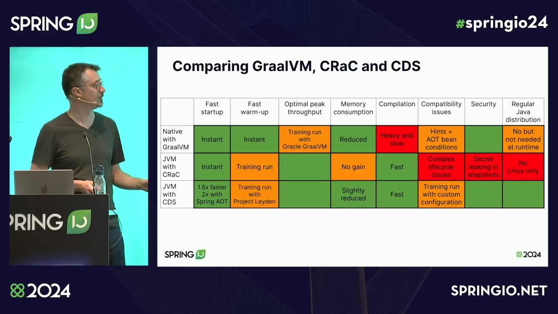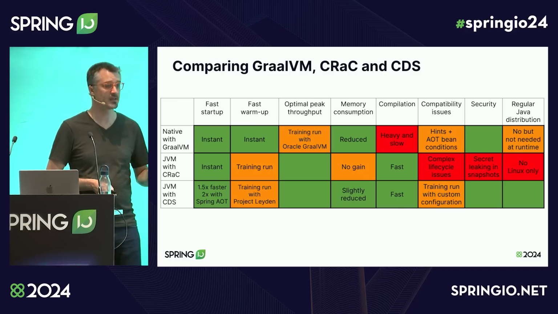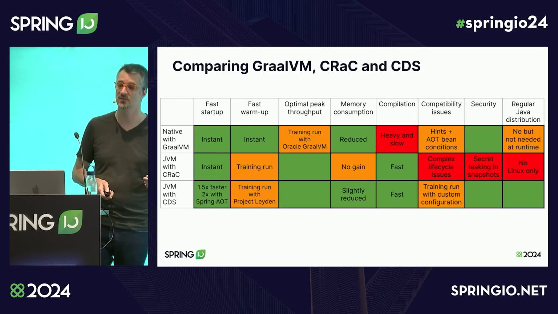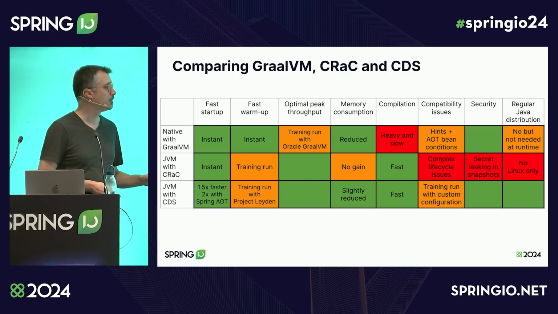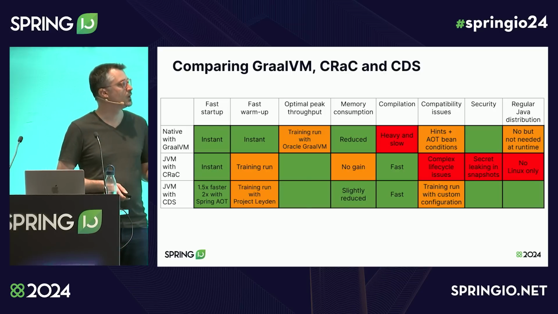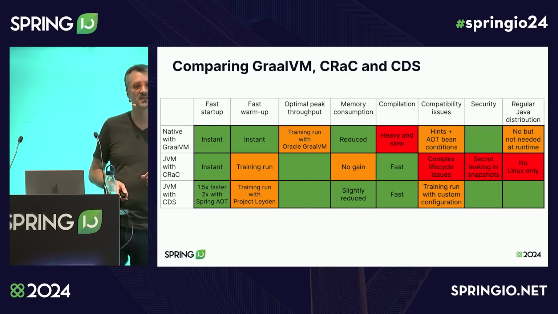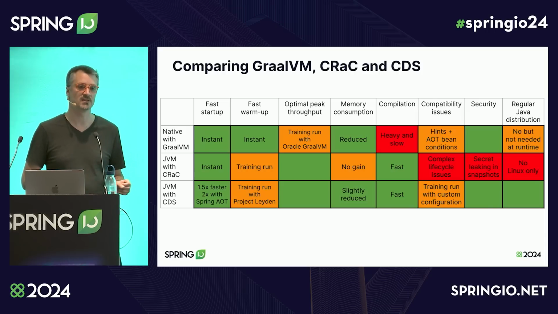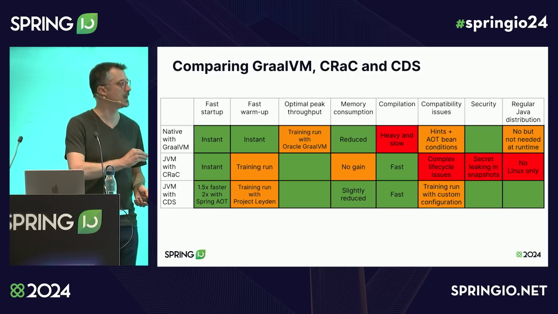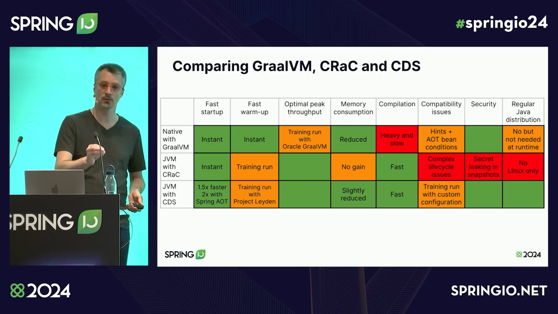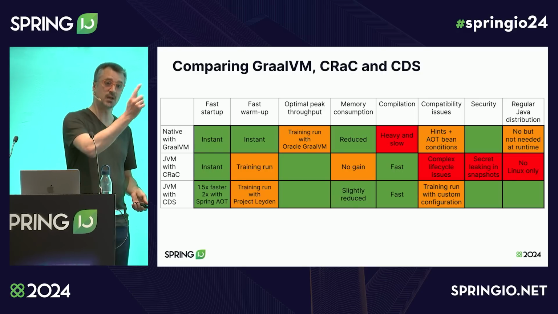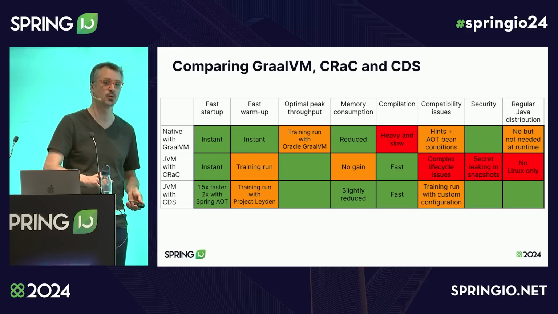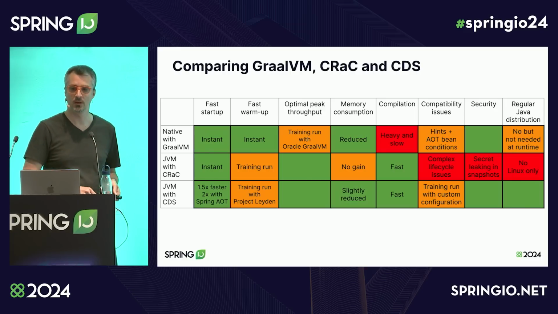Optimal peak throughput, this is a regular JVM. Memory consumption is slightly reduced, not as much as with native, but more than with Crack. Fast compilation, regular JVM. There is a training run with custom configuration, but this is much, much easier. We don't have any lifecycle issues because with CDS, we do this training run and close our application, but when we restart, we get a clean startup of the application. So you don't have any lifecycle issue.